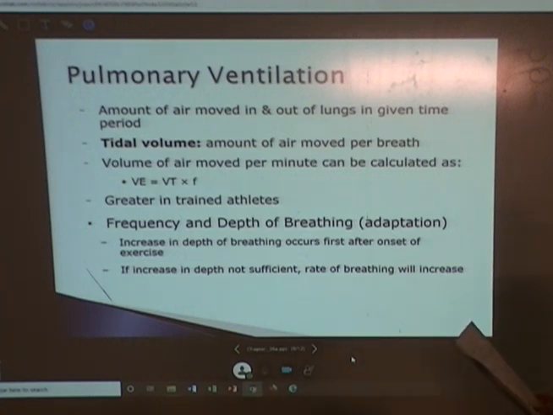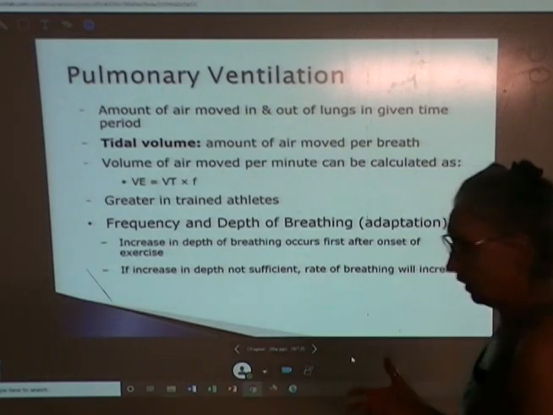All right. So volume of air moved per minute, same as Q, can be calculated as VE, which is air expired, equals VT, tidal volume, multiplied by F, which is breathing frequency. So the exact same equation as we had, Q equals heart rate times stroke volume. It's the same, just different letters because we're talking about gas instead of blood. Okay? It's higher in trained athletes generally.